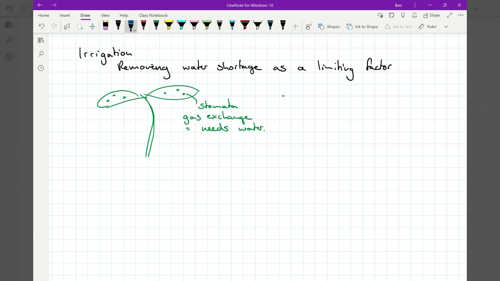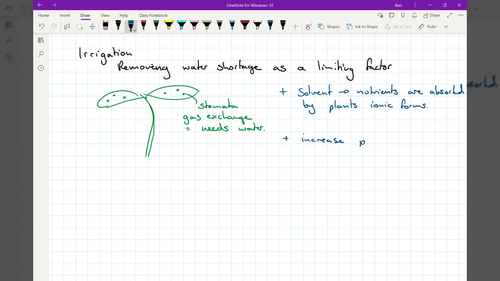And also water is a solvent. So it's useful for nutrients, which are absorbed by plants dissolved as ionic forms. Okay, so without that water, we're not going to get growth. So by irrigation, we increase our productivity and our yield. Okay.